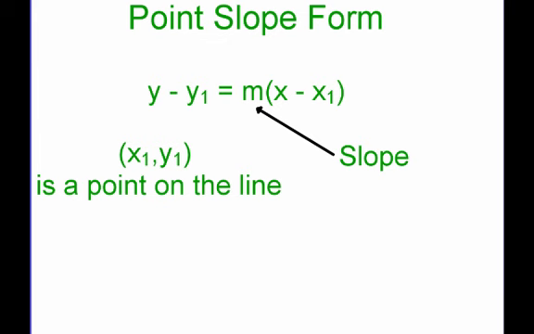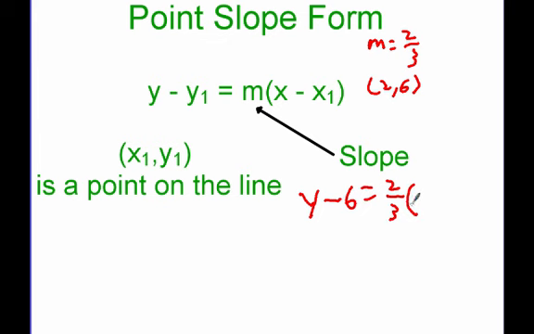The second form of a line we're going to be working with is what's called point-slope form. Point-slope form looks like this: y - y1 = m(x - x1). Now we know that the m is always going to be the slope, and this point (x1, y1) is just some point on the line. So for example, if I told you the slope of a line was 2/3, and it contained the point (2, 6), the equation would look like y minus my y1, which is 6, equals my slope, 2/3, times x minus my x1, which is 2. That's how we use point-slope form.